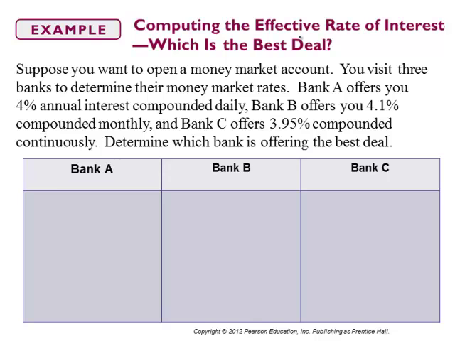All right, so now we're going to compare banks here. Suppose that you want to open a money market account. I was about to call it a monkey market account. A money market account. You visit 3 banks to determine their money market rates. Bank A offers you 4% APR compounded daily. That's pretty good, right? Compounded daily, 4%. Bank B offers you 4.1% compounded monthly. And Bank C offers 3.95% compounded continuously.